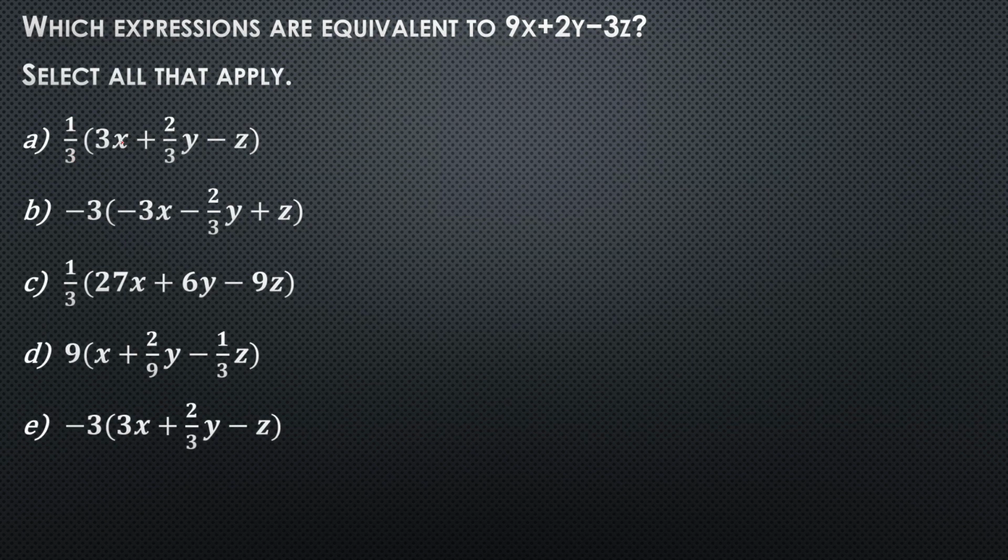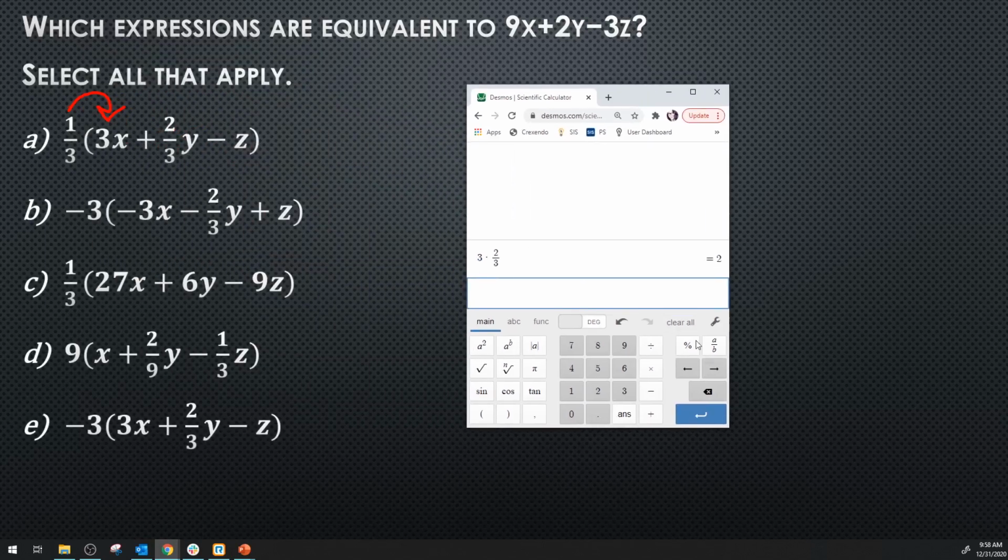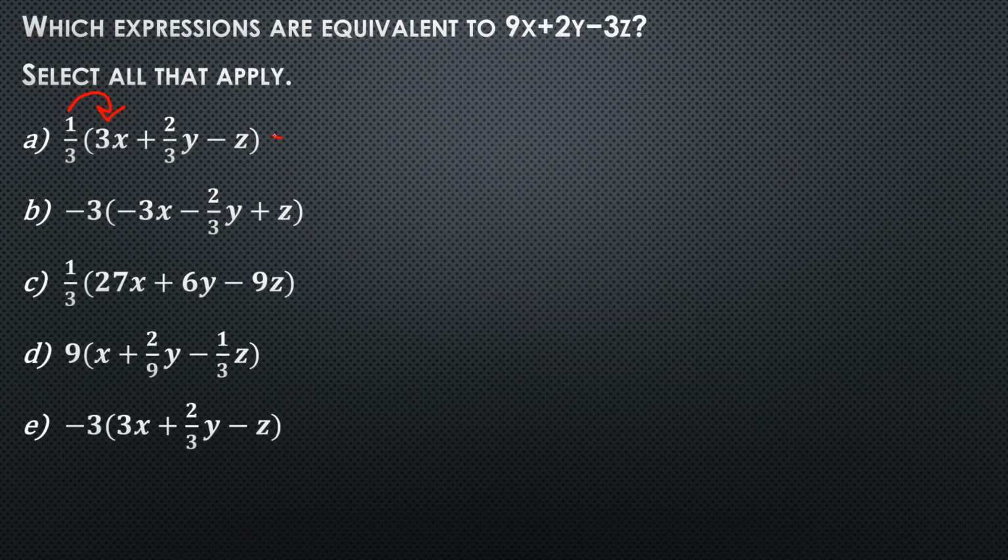I have this 1/3 times 3. Okay, so I know I need to do 1/3 times 3. Let's type that in. So I have 1/3 and I'm multiplying it by 3. Well, that tells me it's going to give me a 1, right? So if I have a 1x here, is 1 the same thing as 9? Are 1 and 9 equivalent? Hopefully you're saying no, right? Because 1 is not the same as 9, which means this one here I automatically know cannot be correct. Let's look at our next one.